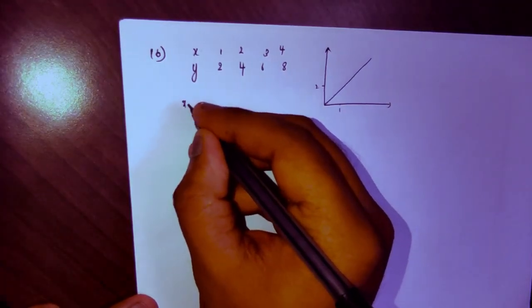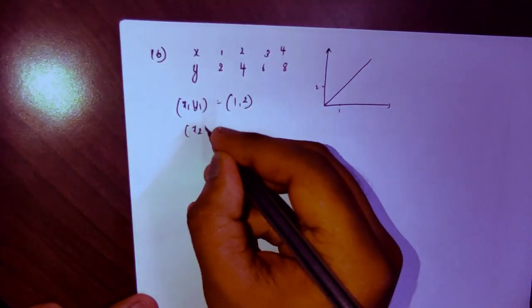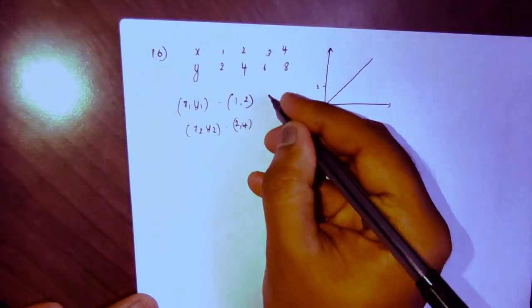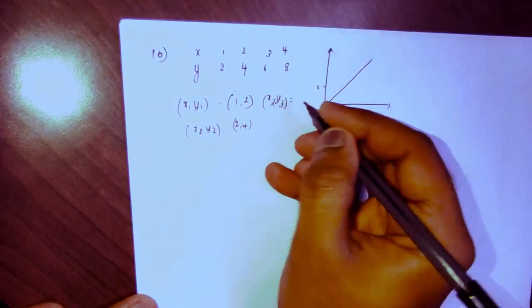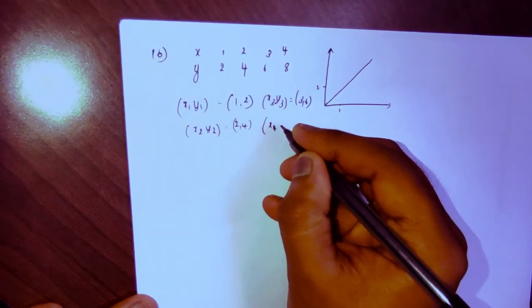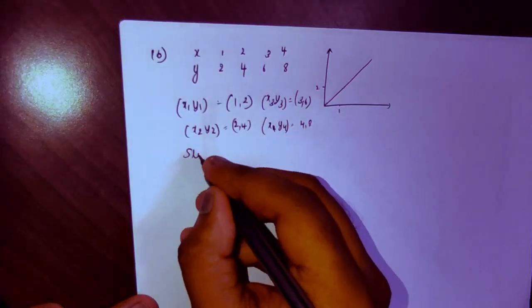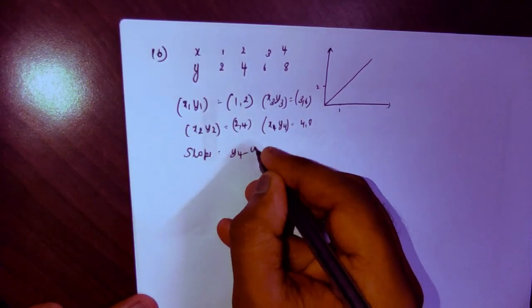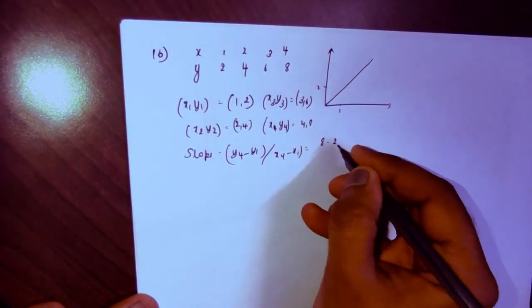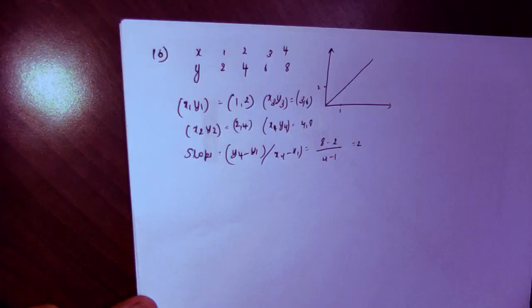When we find out from the given graph, x1, y1 is equal to 1, 2; x2, y2 is equal to 2, 4; x3, y3 is equal to 3, 6; x4, y4 is 4, 8. We know the slope formula, that is y4 minus y1 divided by x4 minus x1, that is 8 minus 2 divided by 4 minus 1, that is 2. Hence the slope is 2.